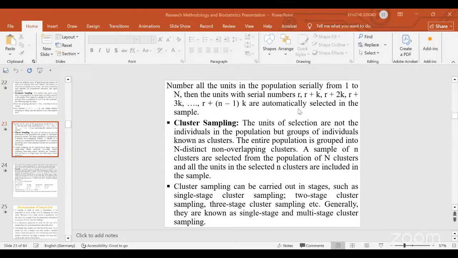The next non-probability sampling technique is what we call volunteer sampling technique. And what is volunteer sampling technique? The recruitment of participants depends largely on the participants themselves, the population. We make the study available, and anyone that has interest in being used in the study should indicate. It will be those that are interested that will indicate.